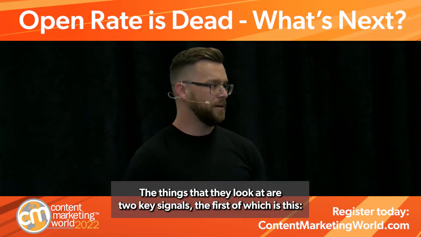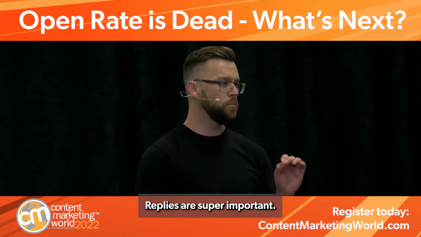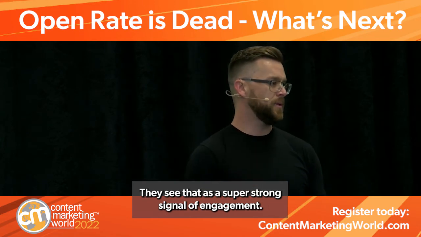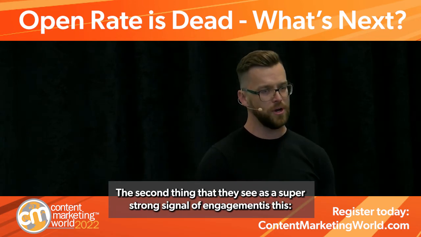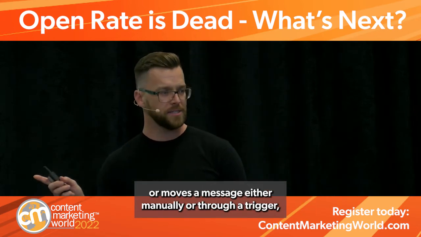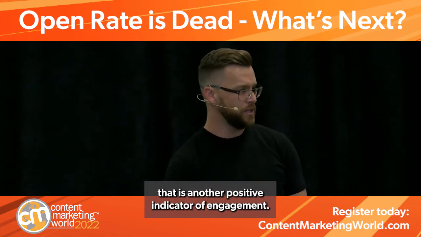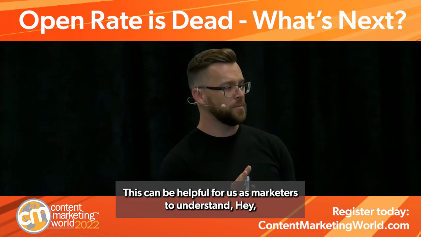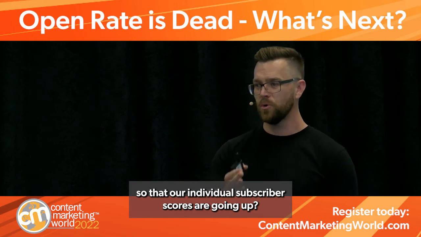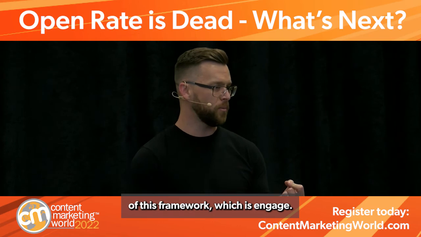The things that they look at are 2 key signals, the first of which is this: replies are super important. They see that as a super strong signal of engagement. The second thing that they see as a super strong signal of engagement is this: anytime somebody folders or moves a message either manually or through a trigger, that is another positive indicator of engagement. This can be helpful for us as marketers to understand, hey, how do we design campaigns so that our individual subscriber scores are going up? So let's talk about how we do that, because that's the next part of this framework, which is engage.